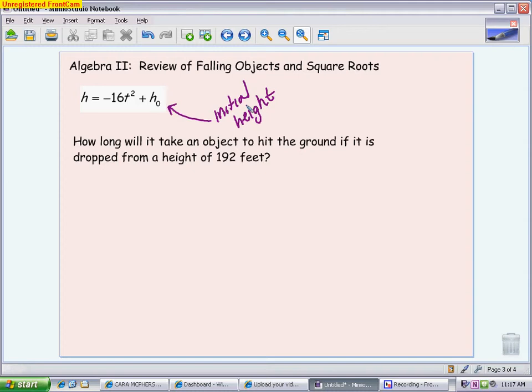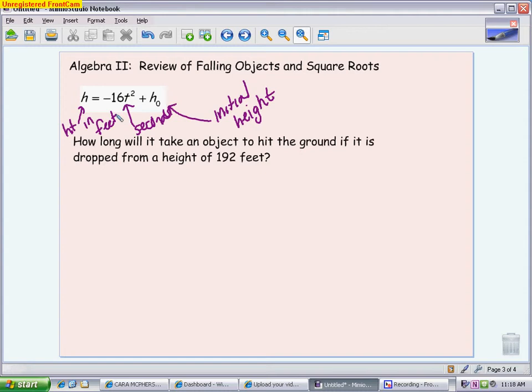t stands for time in seconds. And the h on the other side gives you the height at any particular time. So this is time in seconds, and this is your height in feet. So you're going to be asked to answer some questions using square roots with this particular formula.